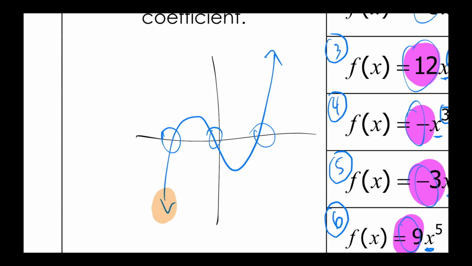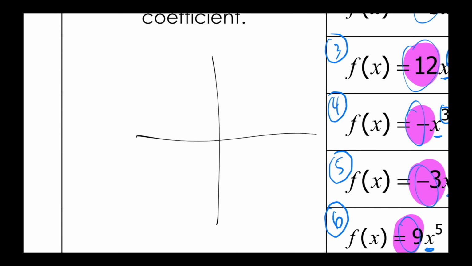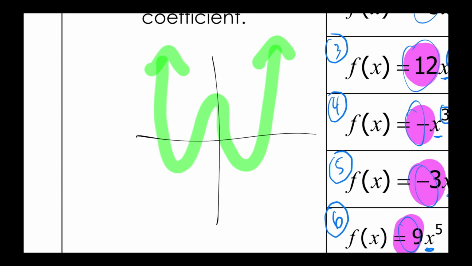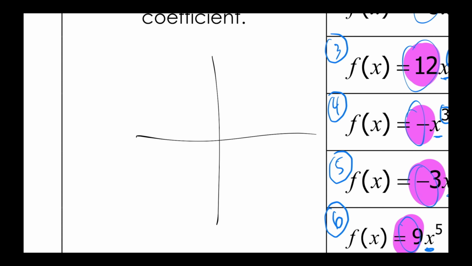With 4, we just saw they were both facing the same way. I can also do this, 1, 2, 3, 4. They're both facing the same way. What about 5? What do you think is going to happen with a fifth degree polynomial? 1, 2, 3, 4, 5.